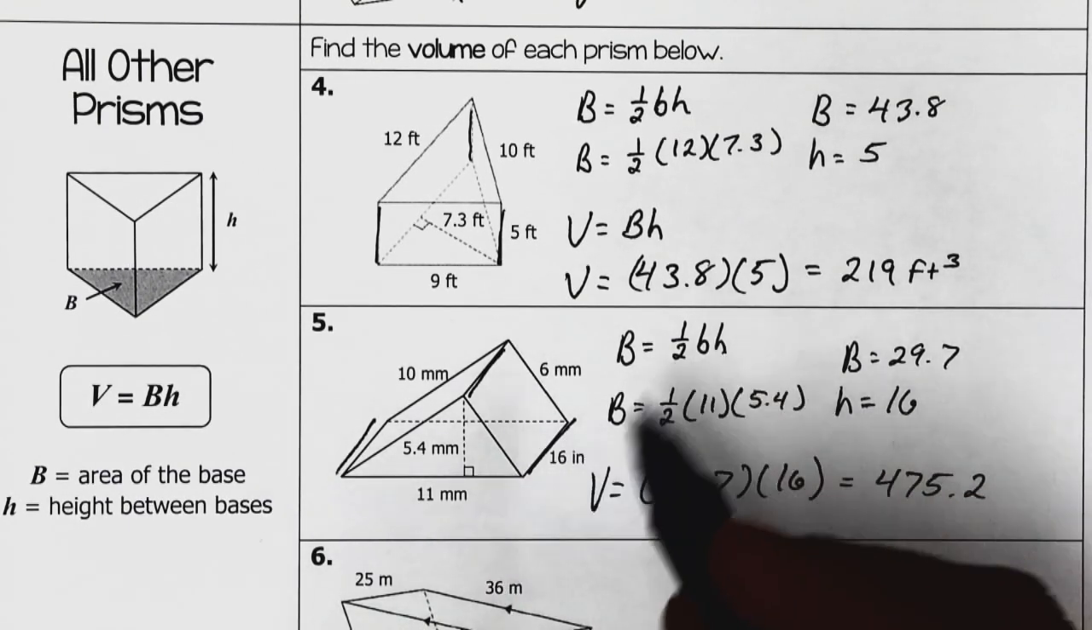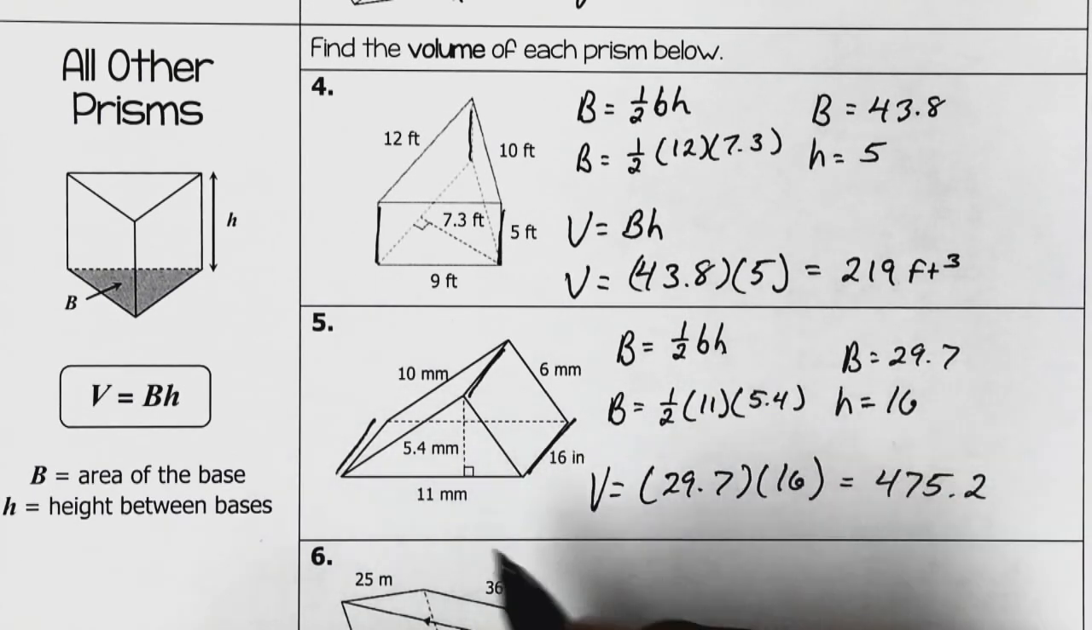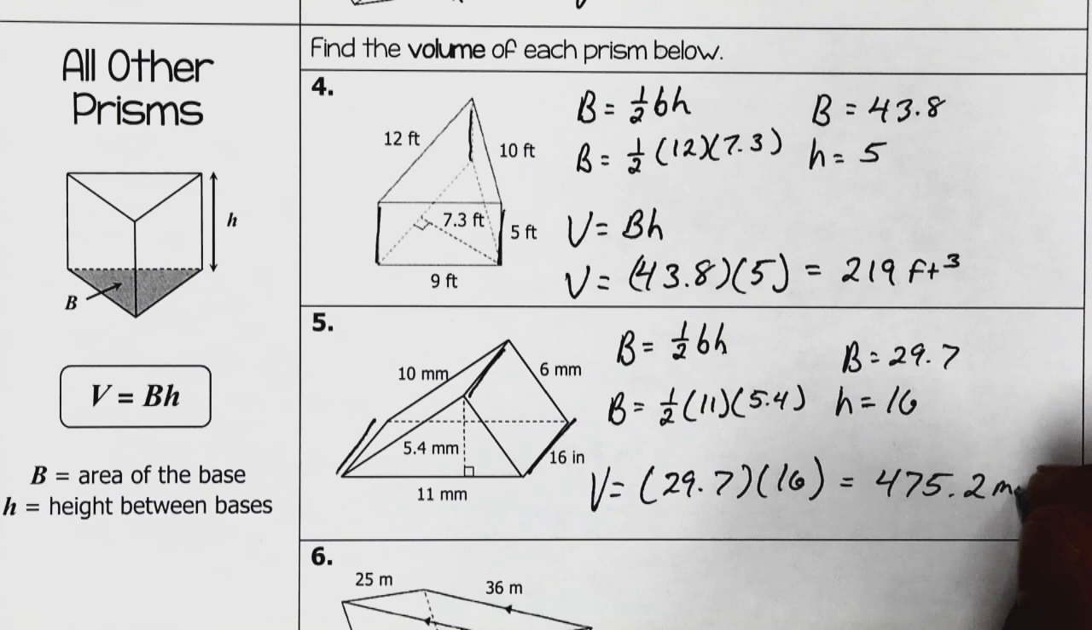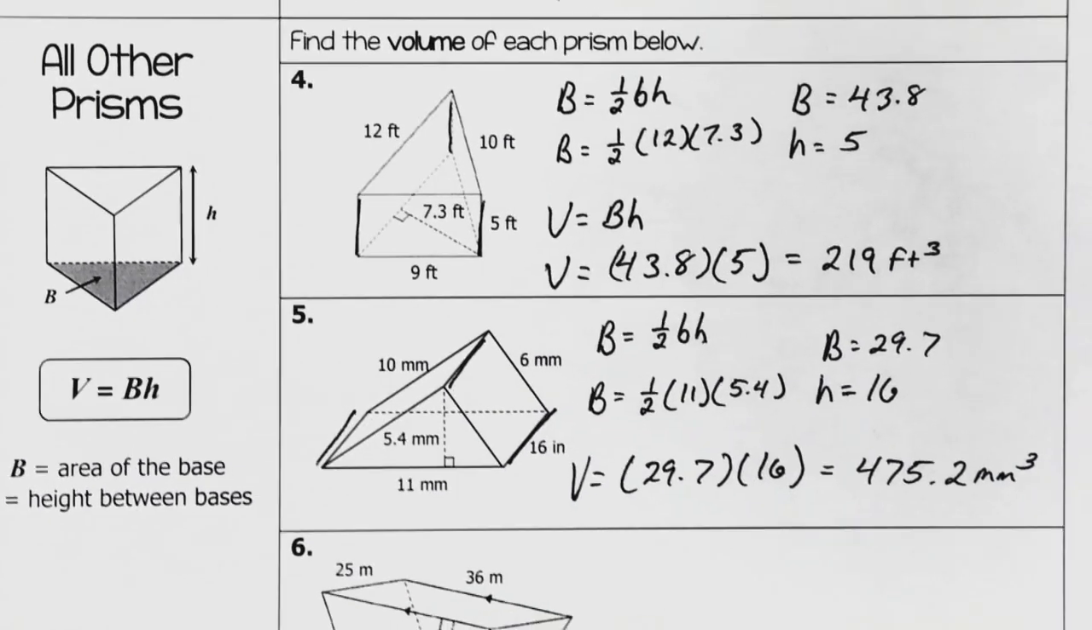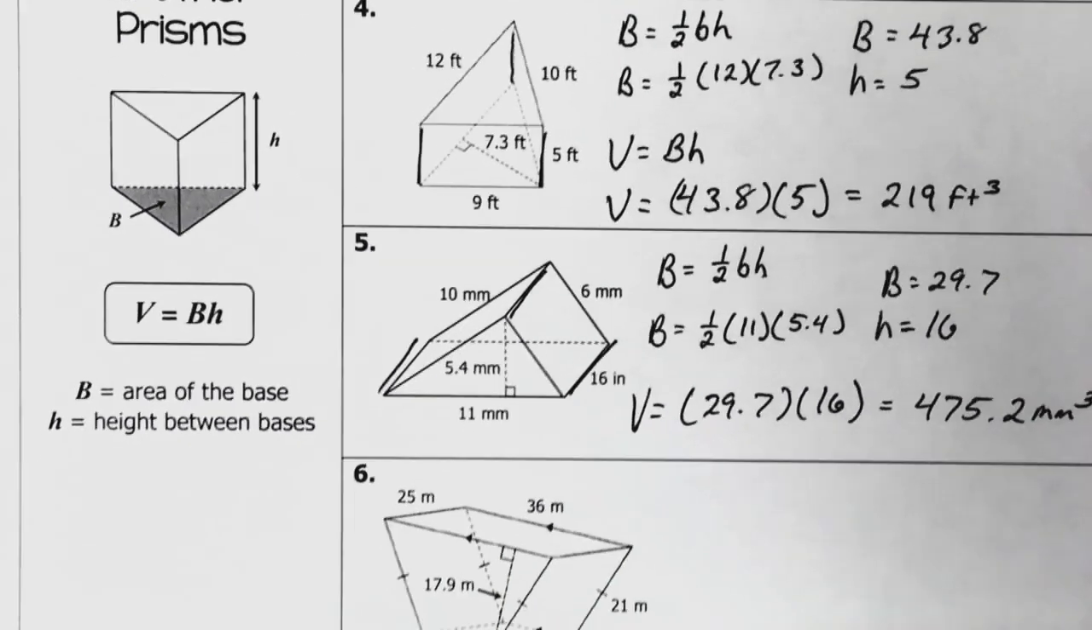And these are millimeters. Oh, this one says inches. I guess this is a typo. So yeah, they should all be millimeters. So it's millimeters cubed. I'm doing on time. I'm still good. All right. The last one on the bottom of this page.